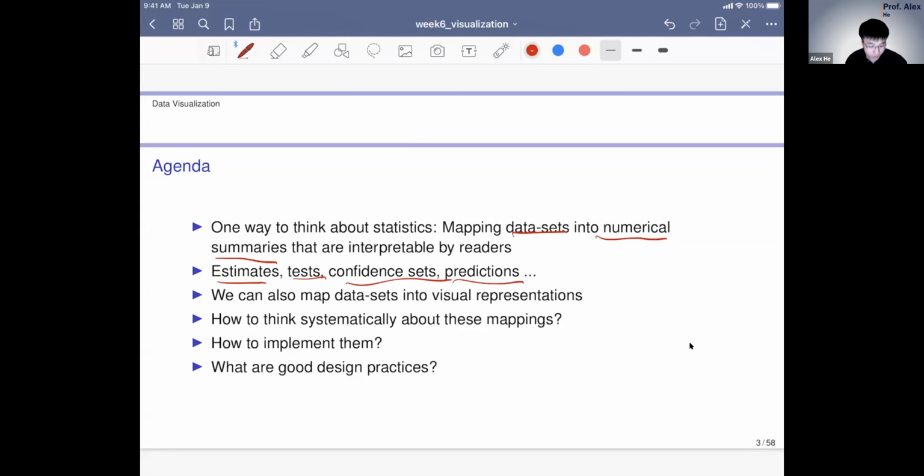But you can think of data visualization as also a mapping, from data sets to some visual representations. So it's also something that you should think about how to systematically think about those mappings and how to implement them and what are the good design practices. Just like in any statistics, there are things that you should do or should not do, and ways that you could map different kinds of data to different kinds of visual presentations.